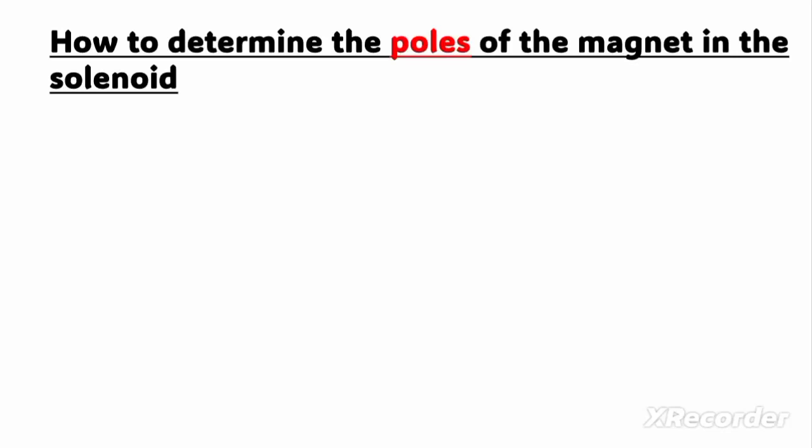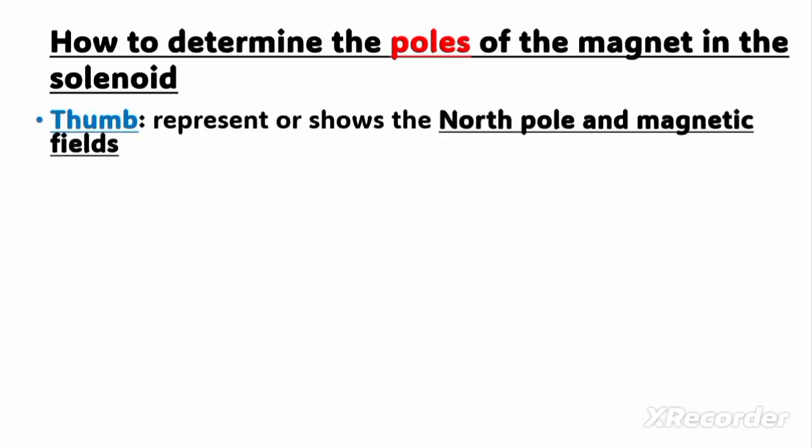We are done with the current conductor. Now let us look at how we can know the poles of the magnet in the solenoid, or how we can determine the poles of the bar being magnetized within the solenoid. Now we are considering the solenoid.